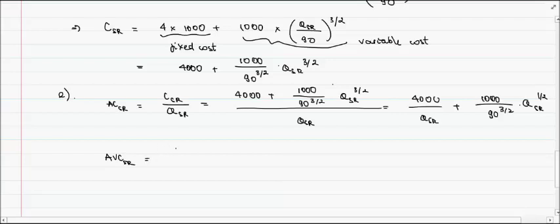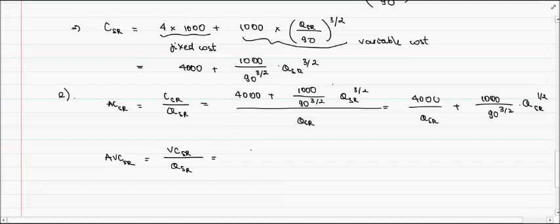Now average variable cost is just going to be equal to the variable cost divided by the total quantity. Variable cost is the cost of labor, which varies in the short run. So this part is the cost of capital, and that is fixed, and this part is the variable cost because that is the cost of labor, which can be varied depending on how many units of labor you would like to employ.